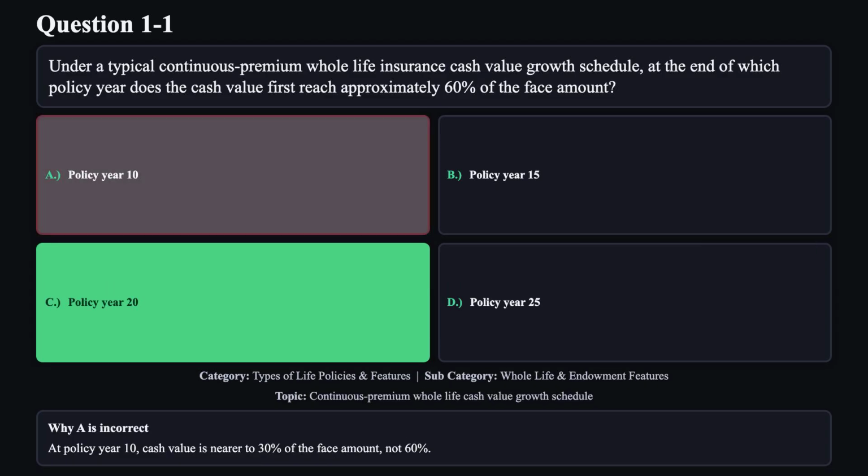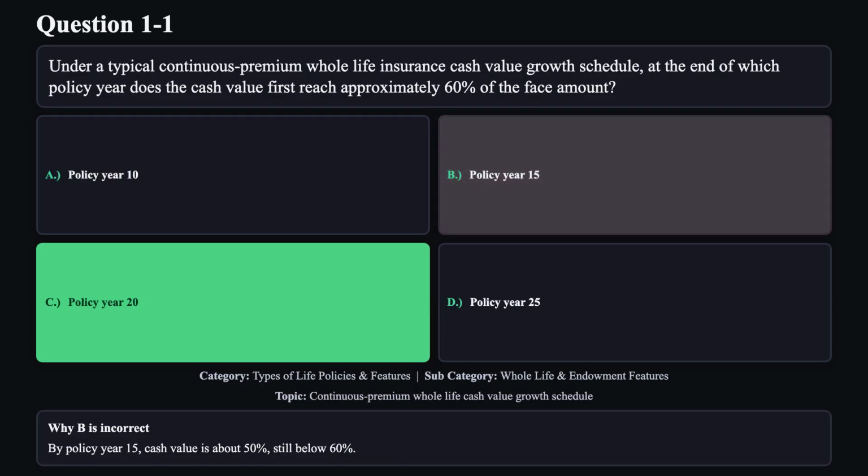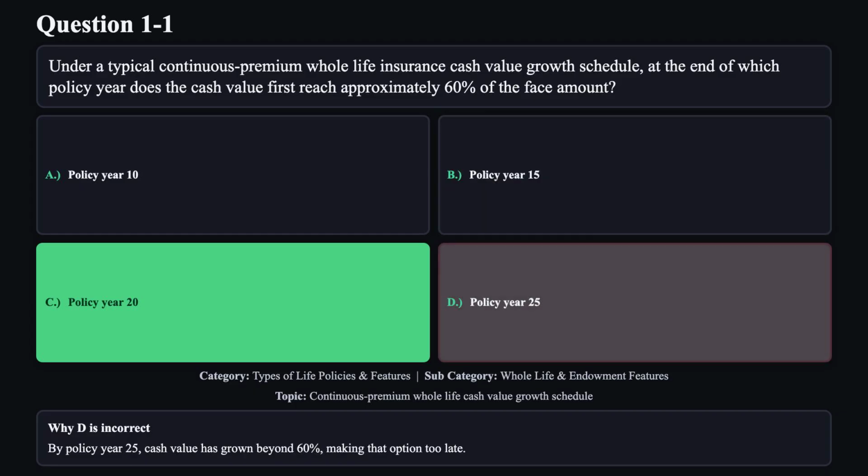Reason A is not correct. At policy year 10, cash value is nearer to 30% of the face amount, not 60%. Reason B is not correct. By policy year 15, cash value is about 50%, still below 60%. Reason D is not correct. By policy year 25, cash value has grown beyond 60%, making that option too late.